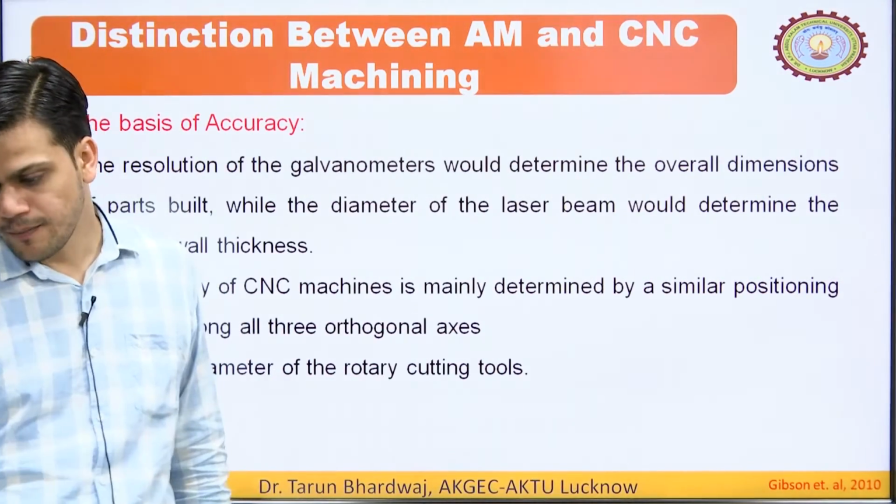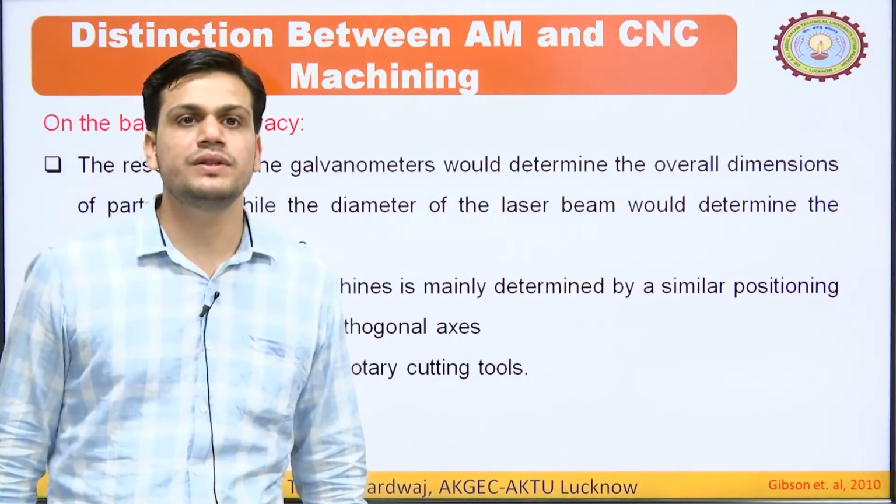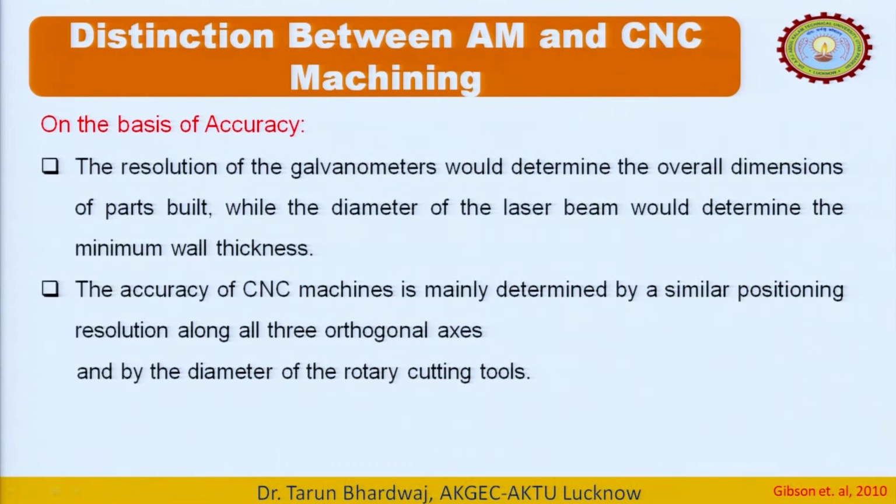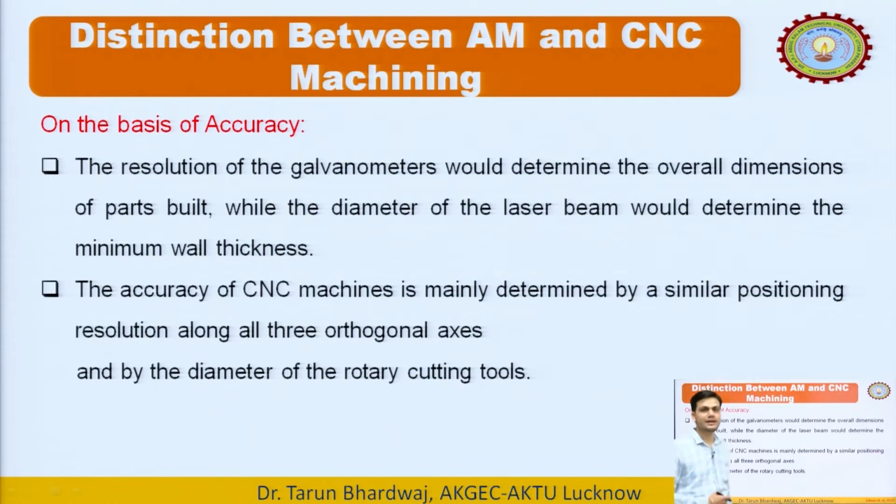Okay, now the resolution of the galvanometer would determine the overall dimension of the part builds, while the diameter of the laser beam would determine the minimum wall thickness. Okay, so these are basically the components that decide how accurate the part is or not. The accuracy of CNC machining is mainly determined by a similar positioning resolution along all three orthogonal axes and by the diameter of the rotating cutting tool.